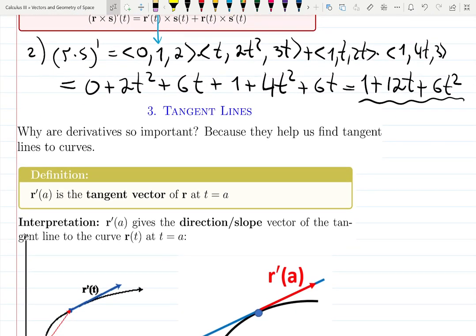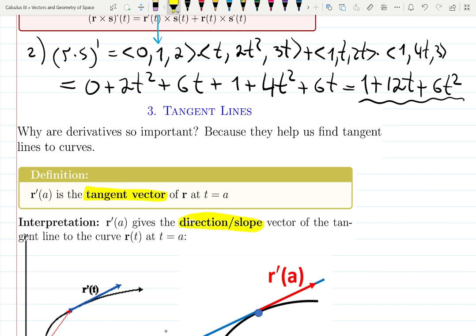Because derivatives help us to find tangent lines, that's why we need them. And we're going to call a new vector, which is the most important. One of the famous trio is the tangent vector. Normal vector, we learned it. Now we learn the tangent vector, which is r prime of a. It is a tangent vector of r at a. Interpretation: this vector gives me the direction or slope of the tangent line.